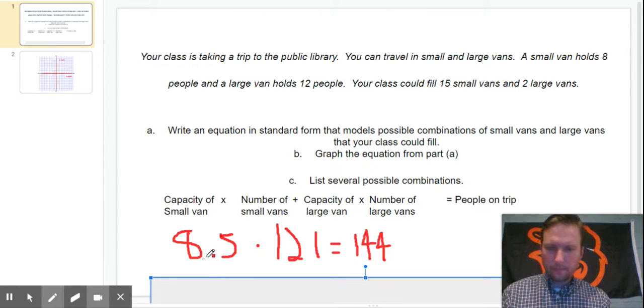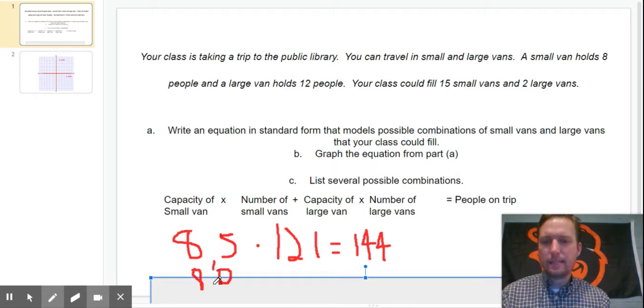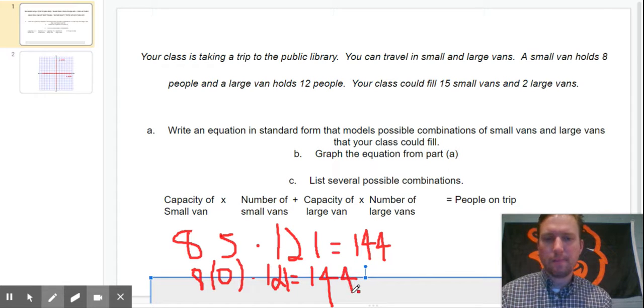So I'm going to plug in 0 here for S. So now I have 8 times 0, times 12L equals 144. Oops, 12L equals 144. Sorry, this is not neater. I'm going to practice this. Maybe I should just type it.